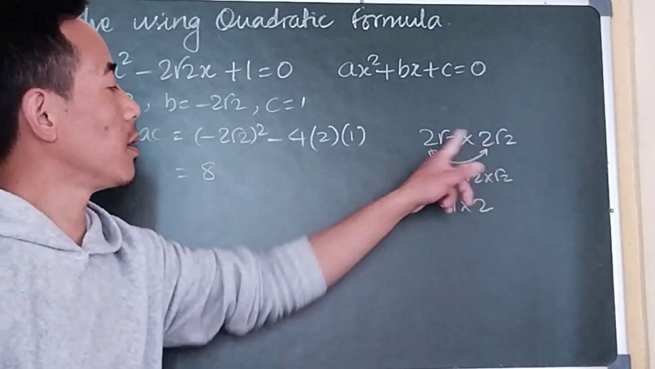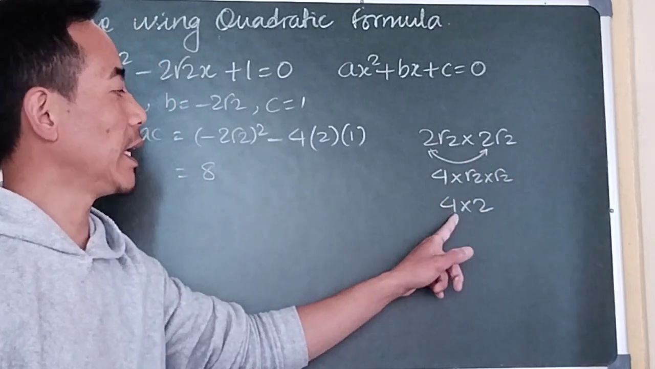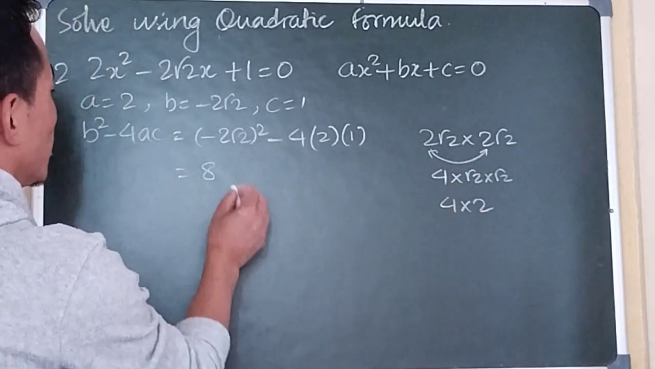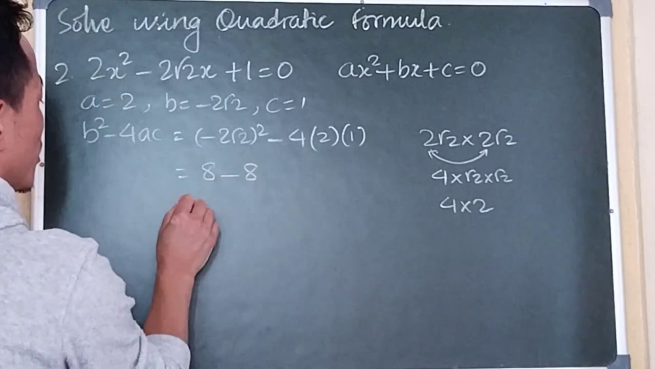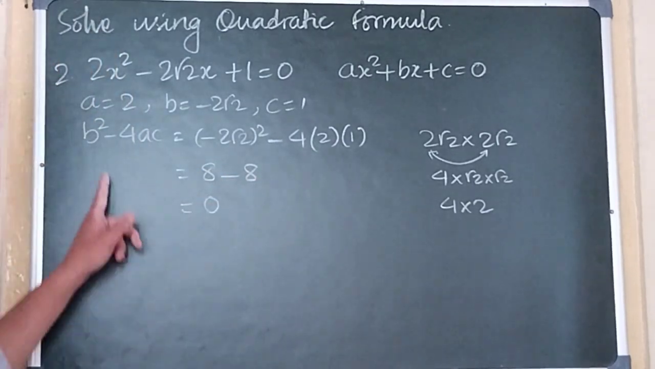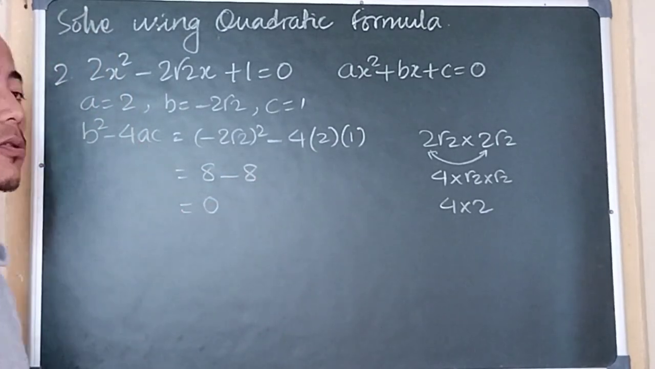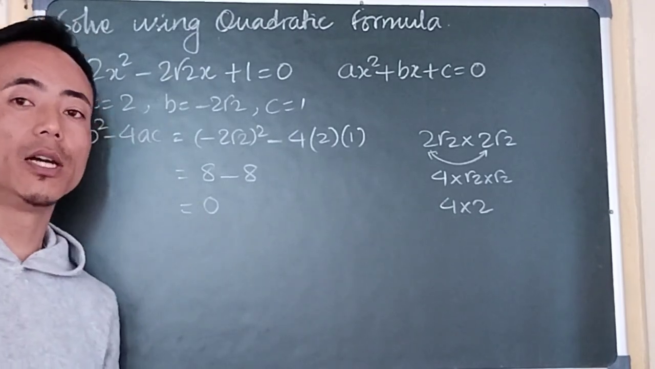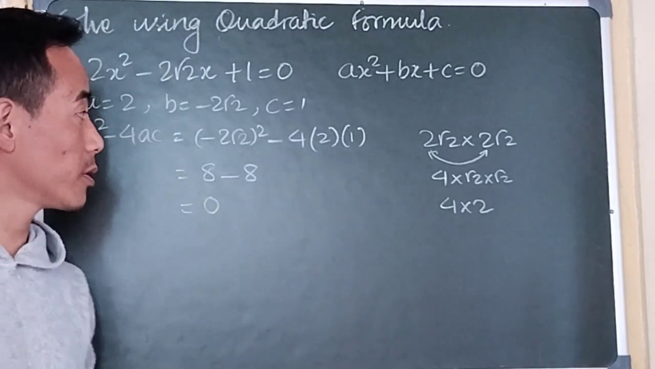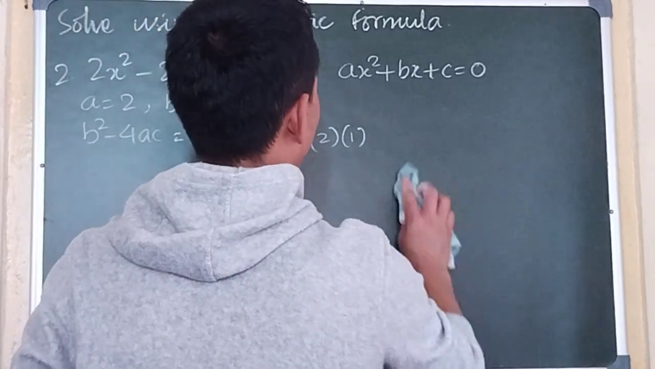Alright, 2 root 2 times 2 root 2 becomes 8. 4 into 2 is 8. Minus here 4 into 2 into 1. This is also equals to 8. So the discriminant b square minus 4ac is equals to 0. As it is equals to 0, we can use the quadratic formula to find the roots. So let's use the formula and get the value.